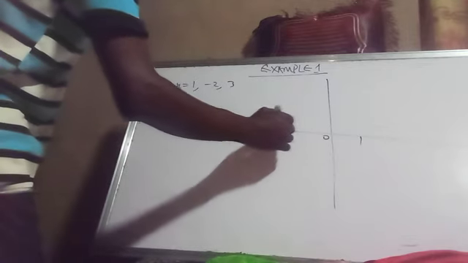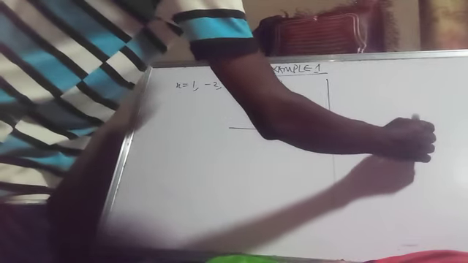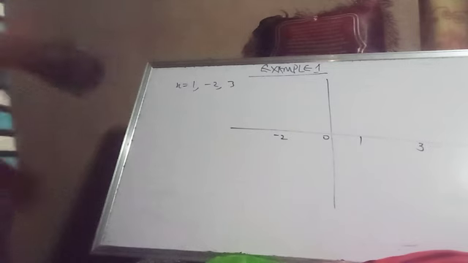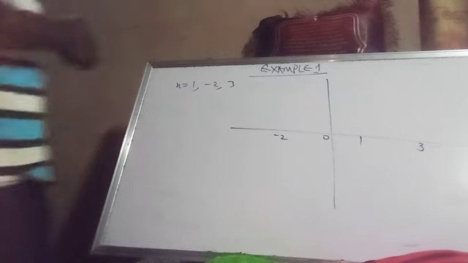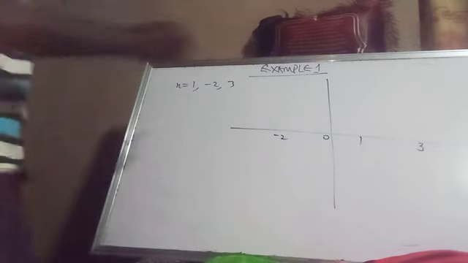Let's say this is minus 1, the minus 2 somewhere here, and x equals 3. Let's say this is 1, 2, and 3. Okay. Now don't forget the zeros: when x is equal to 0, in the function we have 6.